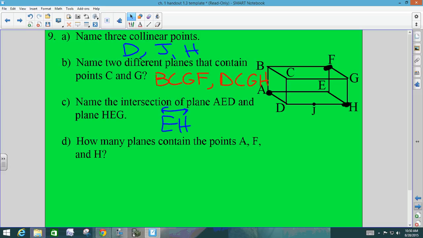So 3 non-collinear points. None of these points are on the same line. They make one plane. So your answer here should be 1.